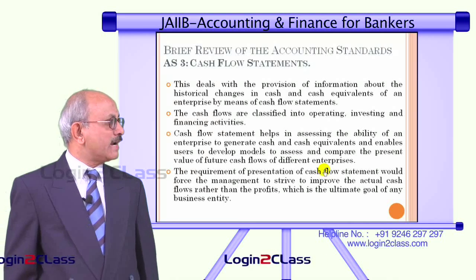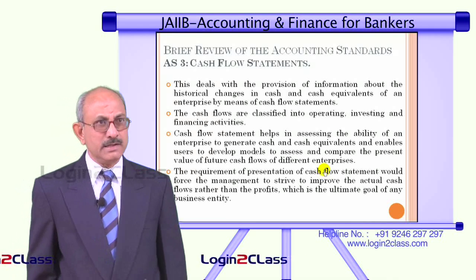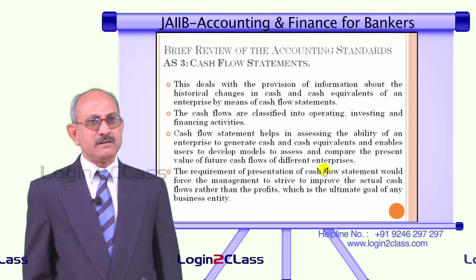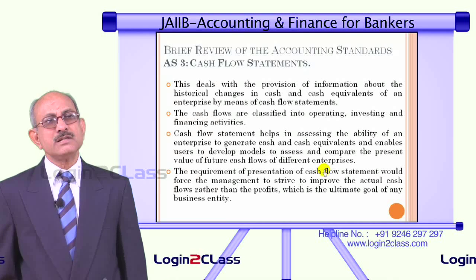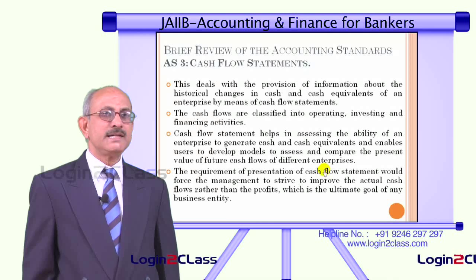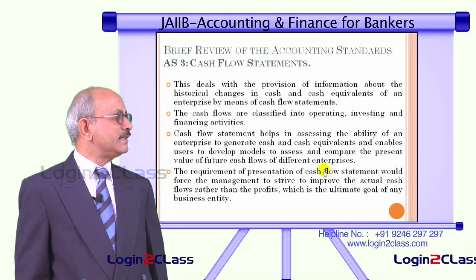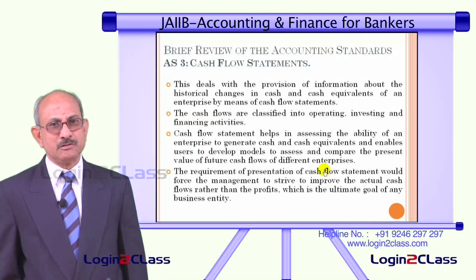So what is the meaning of cash and cash equivalents? Cash, of course you know, includes cash and bank balances. Cash equivalents are those assets of the entity which are convertible into cash quickly without much loss of value of the assets. So all these are treated as cash equivalents. They are as good as cash. Therefore, an entity is required to find out what changes have happened in the cash and cash equivalents.